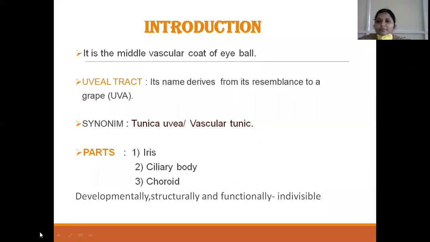So what is uvea? It is the middle vascular coat of the eyeball and the name is derived from uva, which means grape-like tissue. It is also known as tunica uvea or vascular tunic. The parts of the uvea are three from anterior to posterior. The anterior part is called the iris, the middle part is called the ciliary body, and the posterior most part is called the choroid. This division is just anatomical, but structurally and functionally all these are indivisible.